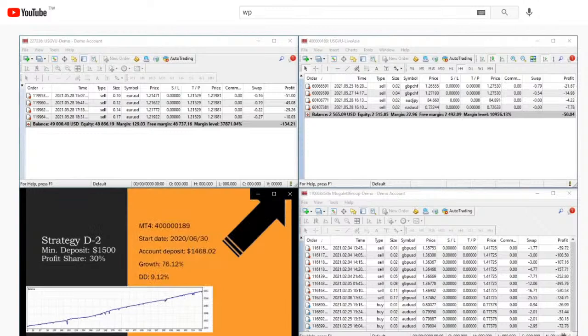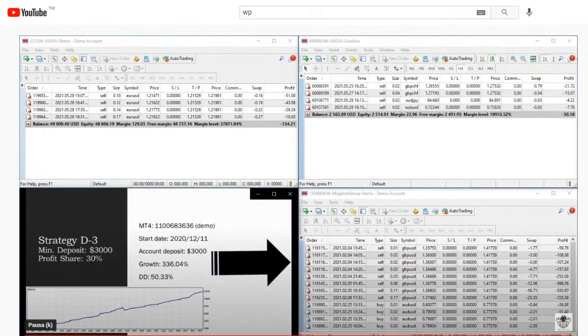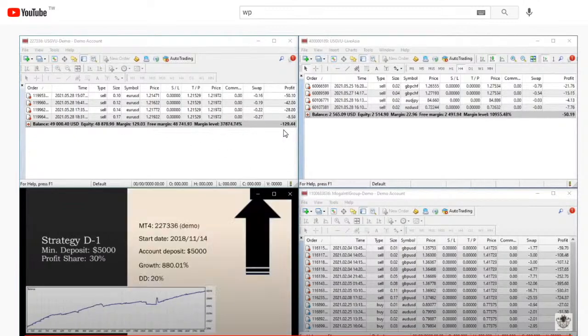So today on live stream D, let's quickly take a look. D1. Okay, the video is a bit long. As we can see over here, right now the open orders have a pending floating loss of $129. This one trades only Euro USD.